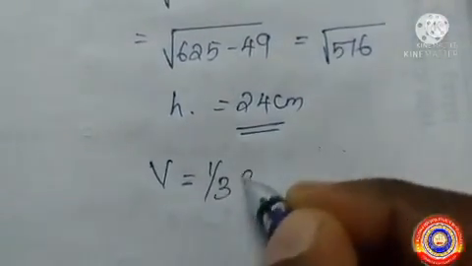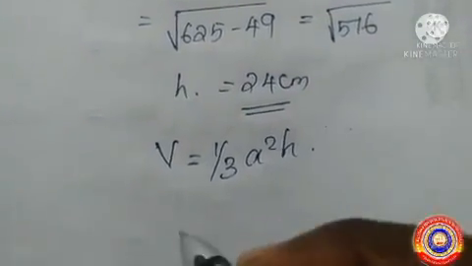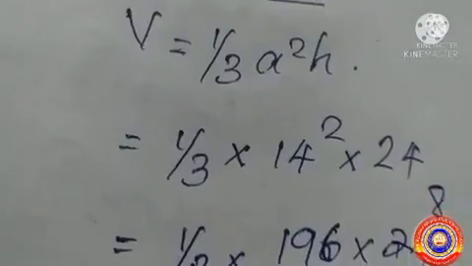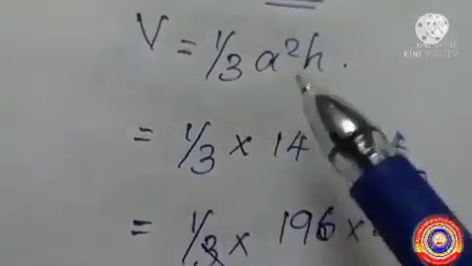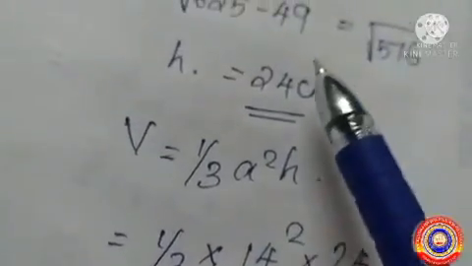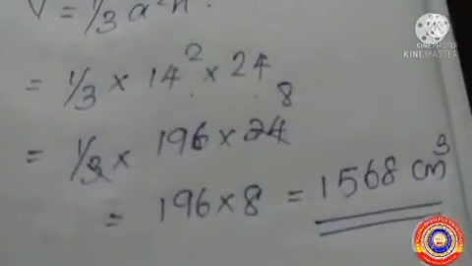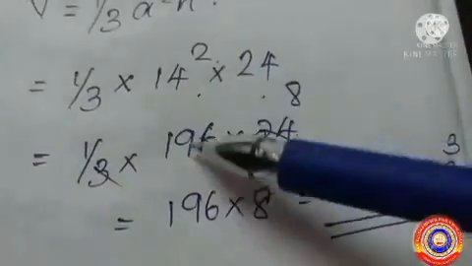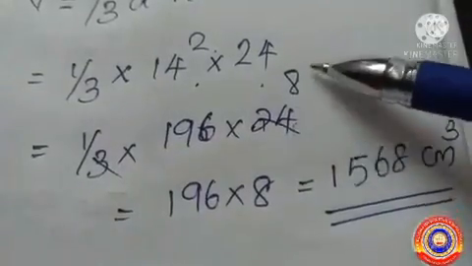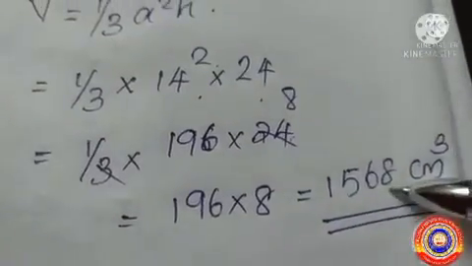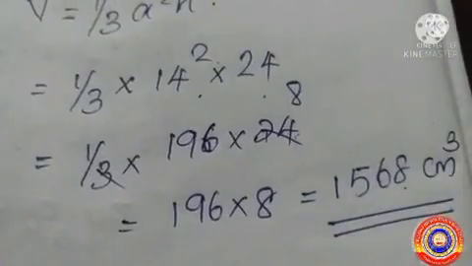Next, we have to find the volume. Volume V is equal to 1 by 3 A square H, which is equal to 1 by 3, A means 14, 14 square into H is equal to 24. Simplifying this, we get 1 by 3 into 196 into 24. We can cancel 3 and 24 and it becomes 196 into 8 equal to 1568 cm³.